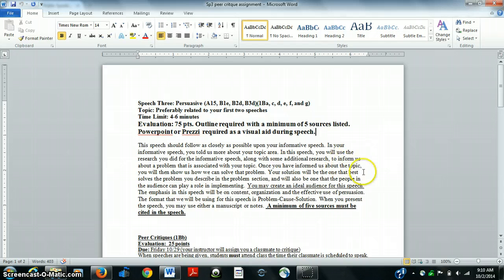So the problem, cause, solution outline. So right here it says, once you've informed us about the topic, then you will show us how to solve that problem. Your solution will be the best one that solves the problem you describe in the problem section, and also one that the people in the audience can play a role in implementing. So based on that, this next section here that's underlined is you may create an ideal audience for this speech.